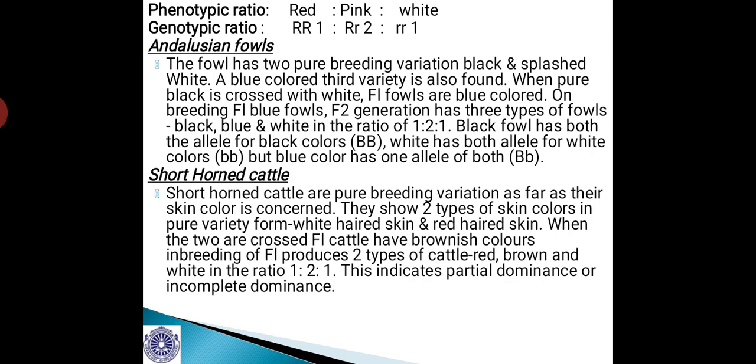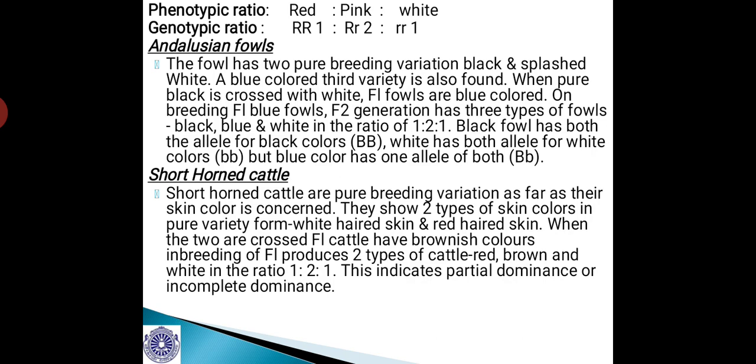White has both alleles for white color, that is small b small b, but blue color has only one allele of each, that is one capital B and one small b. With reference to short-horned cattle, they are pure breeding varieties as far as their skin color is concerned, and they show two types of skin colors in pure variety form, that is white-haired skin and red-haired skin.